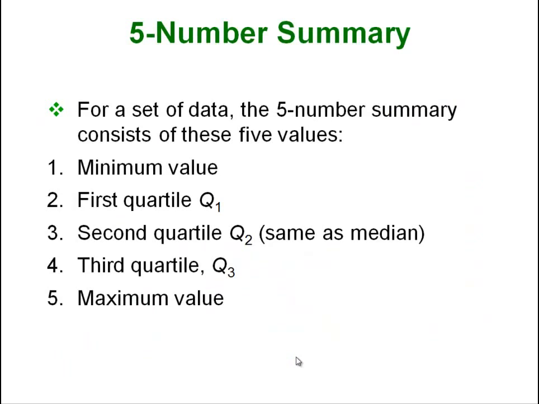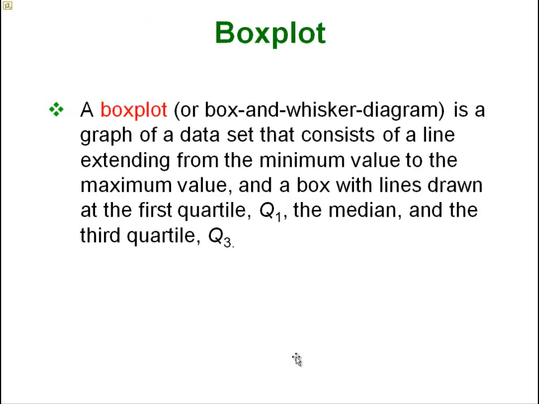The 5-number summary is a very typical thing used in statistics. It just describes your data very quickly. You give the reader the minimum value, the first quartile, the second quartile, which is the same as the median, the third quartile, and the maximum value. So the reader can get an idea of the overall spread of your data by looking at these numbers. A box plot is just a visual representation of those 5 numbers.